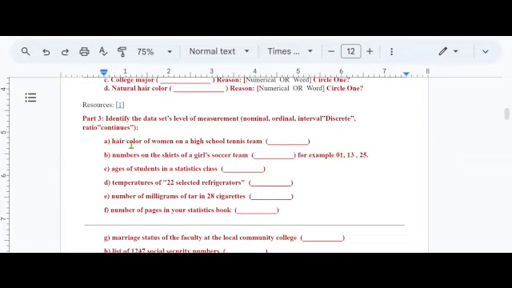The first one, hair color of a woman. It's categorical, right? Qualitative. But what type of qualitative? We have nominal and we have ordinal. Does the order matter here or not? Doesn't matter. Nominal. Bravo. Very good. All right. Let's go for the next one, please.